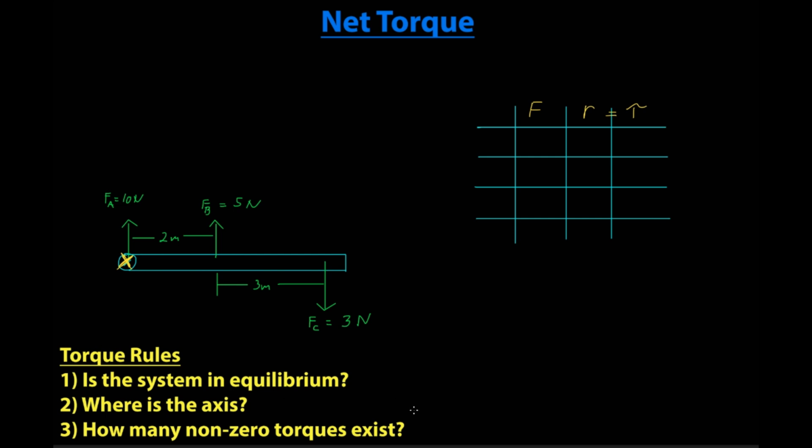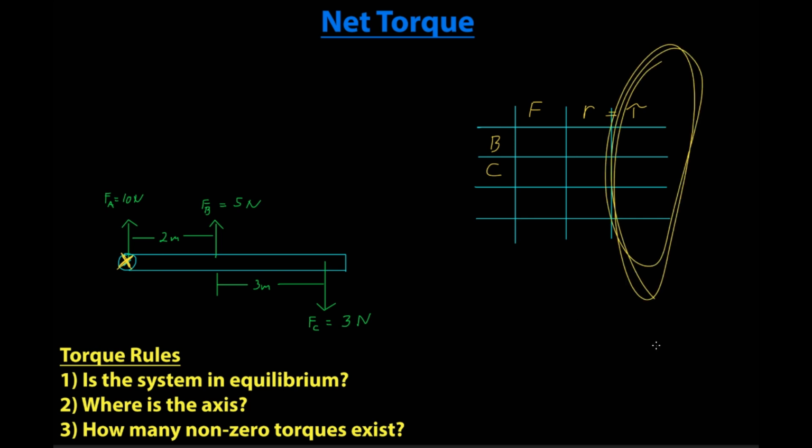So I have a force, but I have no torque here. So the answer to number 3, how many non-zero torques, is 2. There are 2 non-zero torques. That means when I start putting things in my table, I can completely ignore A. So I'm going to list my torques as B and C. I know torque A is 0, so it's not even going to come into play when looking for the net torque.